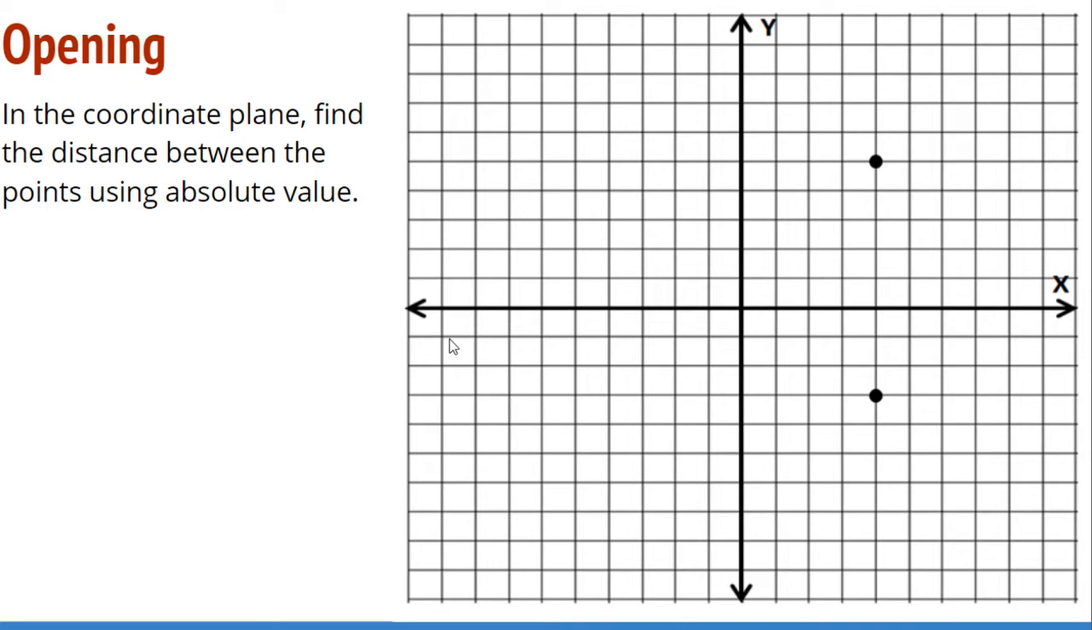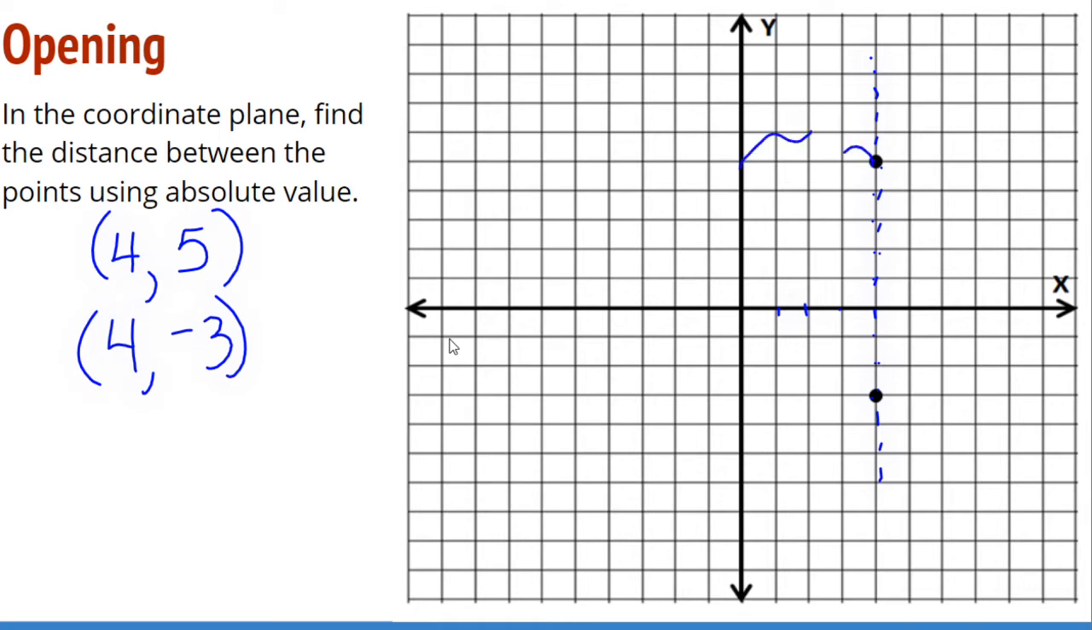So we've got 2 points here. How far apart are they? Well, first I need to find the coordinates. 1, 2, 3, 4. So they're both at 4. They share an x-coordinate, which means that I have a vertical line connecting them. One of them is 1, 2, 3, 4, 5 units above 0, and one of them is 1, 2, 3 units below 0. So I have a vertical line that is 4 units to the right of the y-axis.